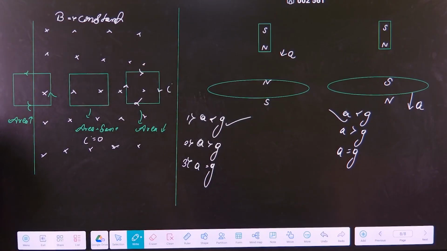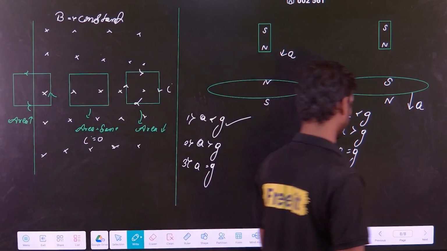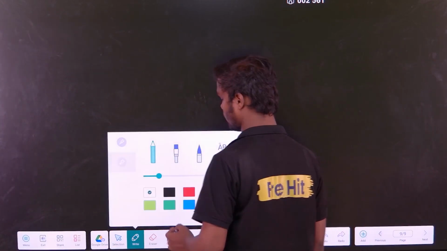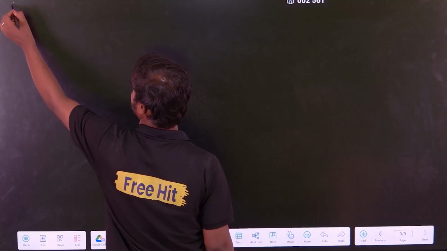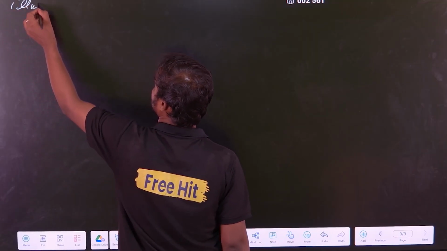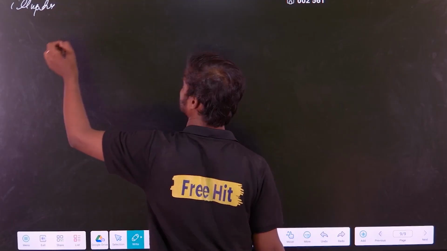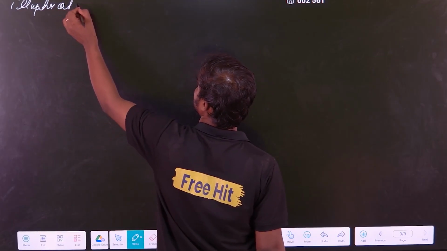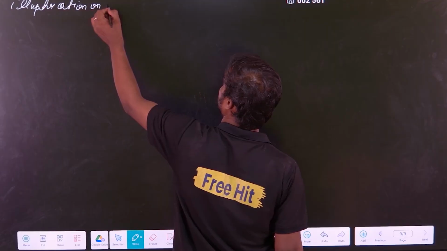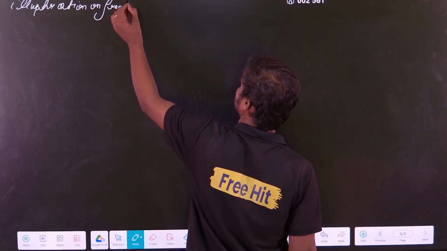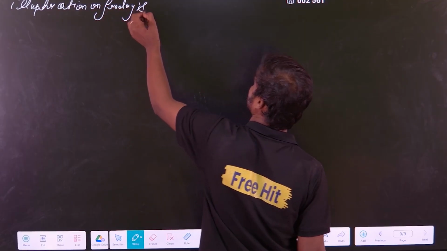Basically we have seen everything about the calculation of the direction of current. Now we are going to see the calculation of EMF, how to calculate the EMF. So let us start the illustrations on Faraday's law. That is very important.